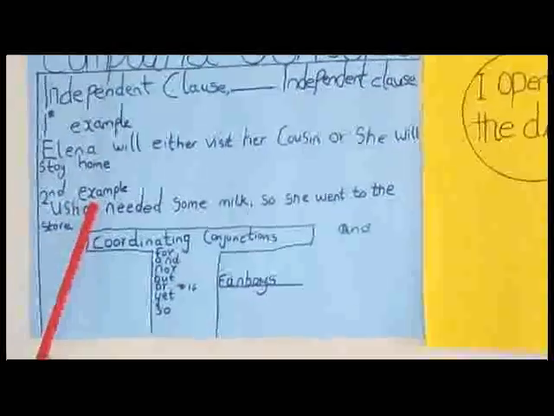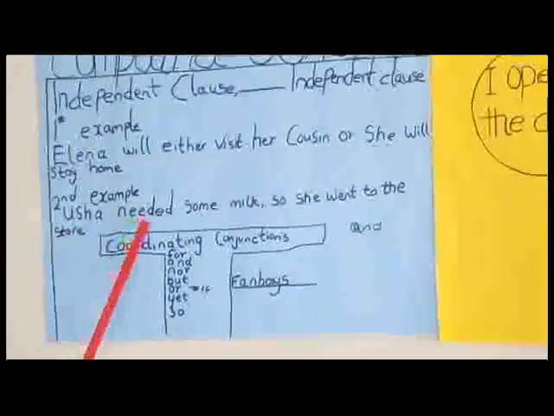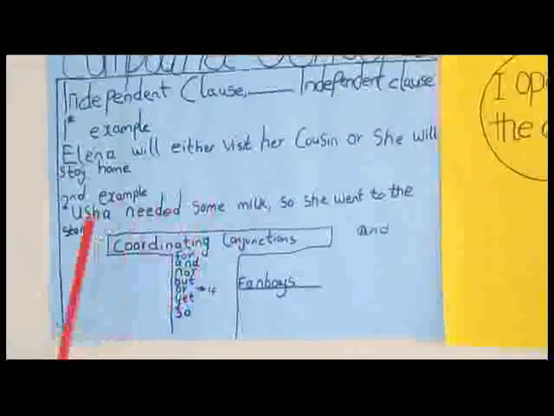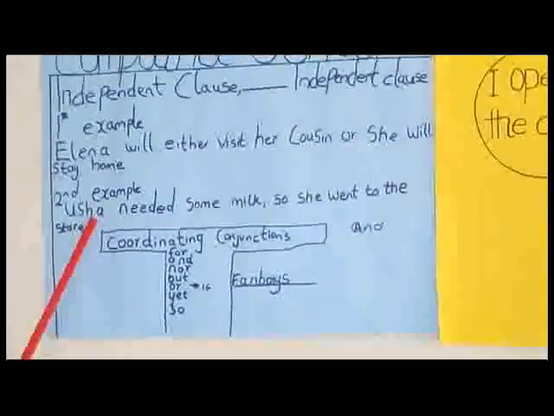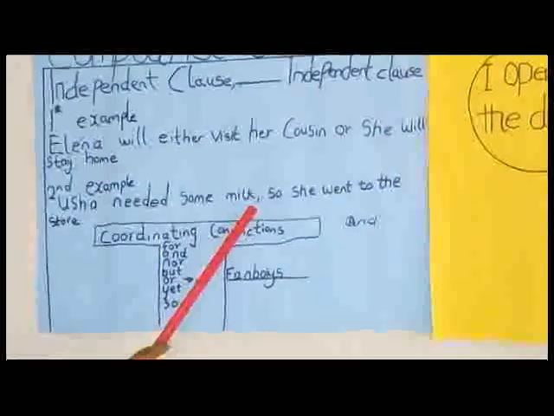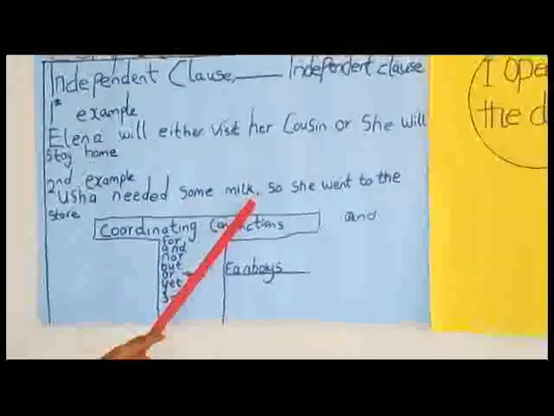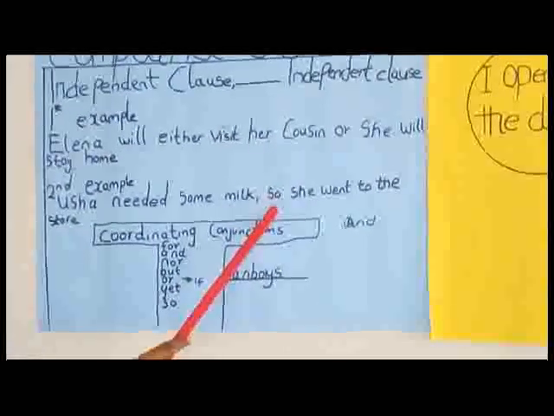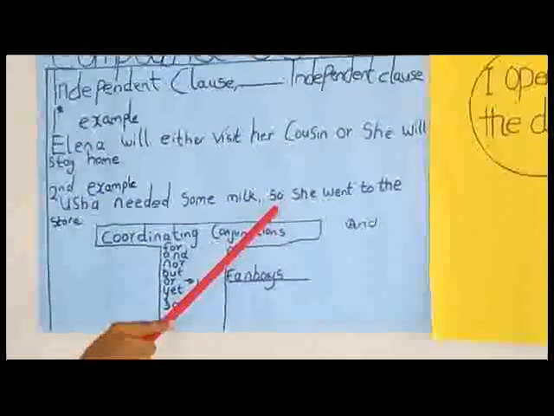The second example here is, Osha needed some milk. Osha is the subject, and then here we have the comma, so, which is the conjunction.